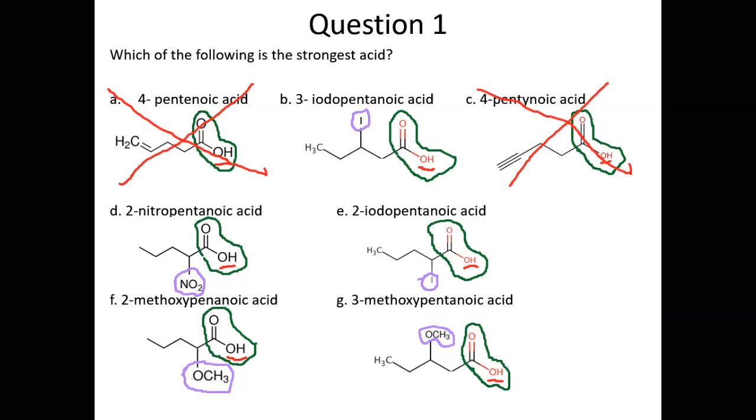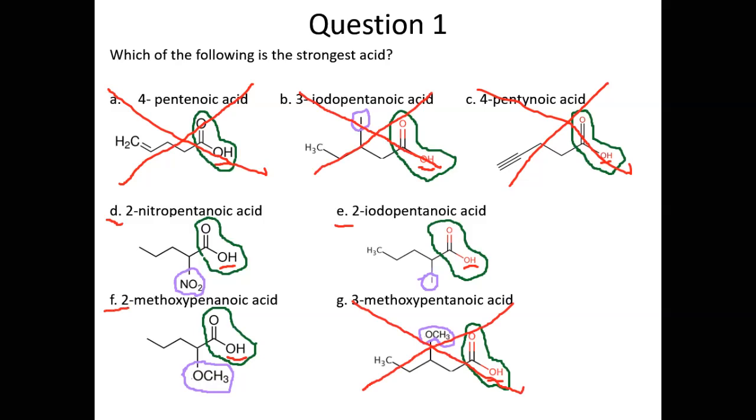Now we need to look at the strength of the electron withdrawing group. Out of all of these, first we need to look at the position, because remember, the closer it is to the reaction center, the greater the magnitude of the electron withdrawing ability. On that note, we can get rid of B because the electron withdrawing group is on carbon 3, and G is on carbon 3 too, so we can get rid of that one. Now we're down to 3: D, E, and F.